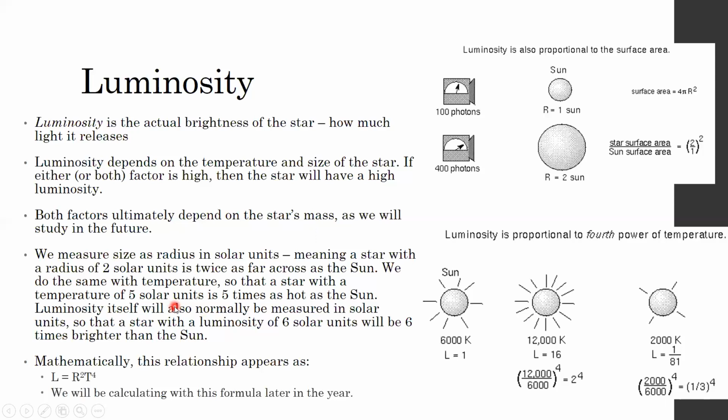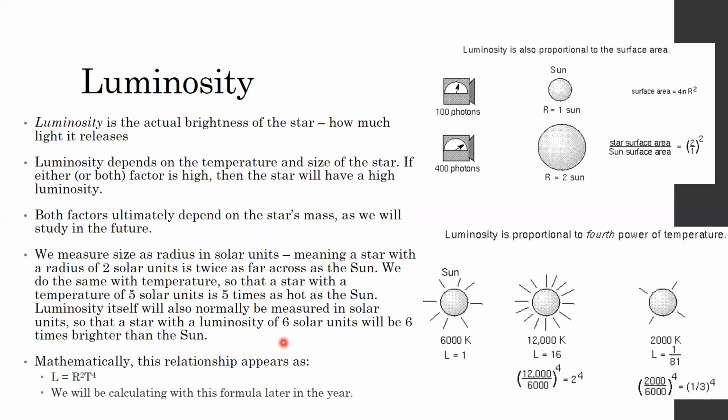Now, because radius and temperature are the 2 factors that affect luminosity, we can formulate this mathematically. The formula itself is pretty simple. It says that L, luminosity, is equal to radius squared times temperature to the 4th power. And so if you know the radius and you know the temperature, you can just calculate those exponents and then multiply the 2 values together, and you'll know the luminosity.